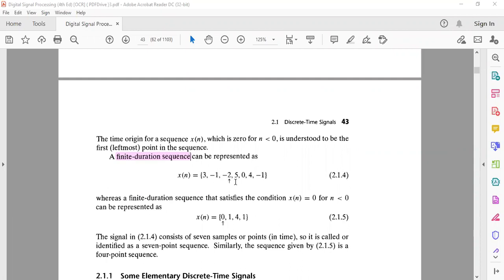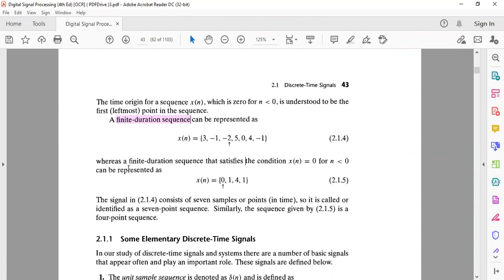We use this arrow again to show where we think our 0 point is. Whereas a finite duration sequence that satisfies the condition xn equal to 0 for all n less than 0 would now be written as this. We are taking this because we have zeros everywhere behind n equal to 0. So it means that for all negative numbers, the value of xn is 0. That's what we mean by n less than 0 here.